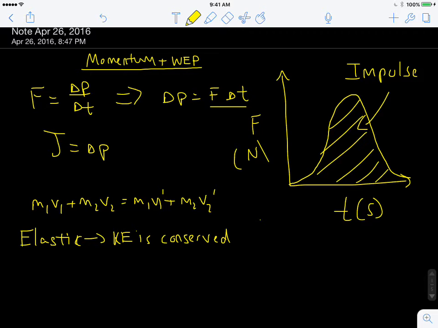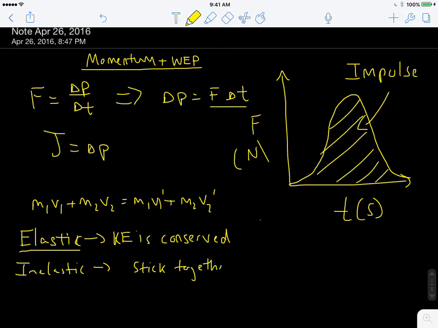So if we have an elastic collision, what you know is that the kinetic energy is conserved. And that's important because then you could set the kinetic energy of the two objects before the collision equal to the kinetic energy of the two objects after the collision. Sometimes that is very useful. The other type of collision is if it's not elastic, it's inelastic. There's a very special type of inelastic collision, called a totally inelastic collision, and that is where the objects stick together.